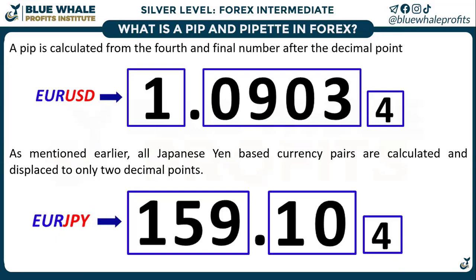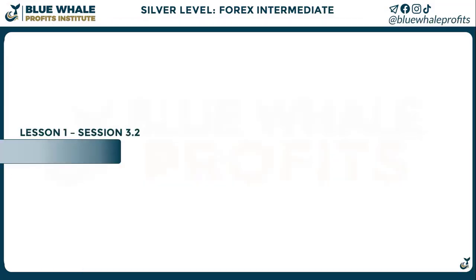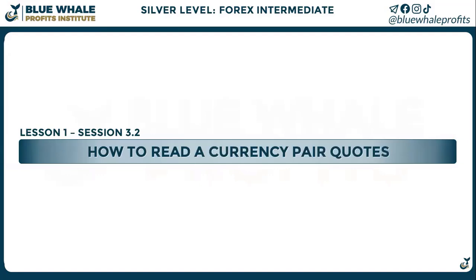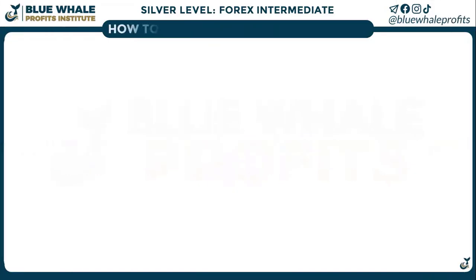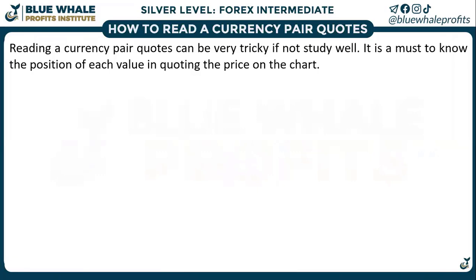So let's also understand that one as well. How to read currency pair codes? All right, reading currency pair codes can be very tricky if not studied well. It is a must to know the position of each value in quoting the price on the chart. If you don't know the value, forget about it. Each of the values that we are seeing represents a specific number or decimal point that you need to know.